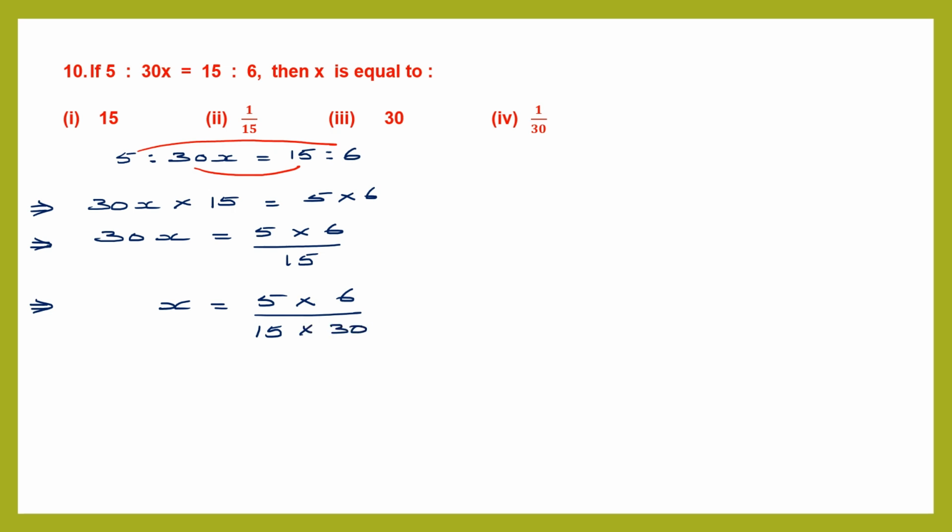So here we can cancel. What can we cancel here? We can cancel 5 and 15 or 5 and 30. Anyway we can cancel. So 5 3s are 15 and 3 2s are 6. 2 and 15 I can cancel. So what do I have here now? I have the value of x to be 1 by 15. So this is our answer. 1 by 15 is our answer, and that is option 2. Option 2, 1 by 15 is the answer.